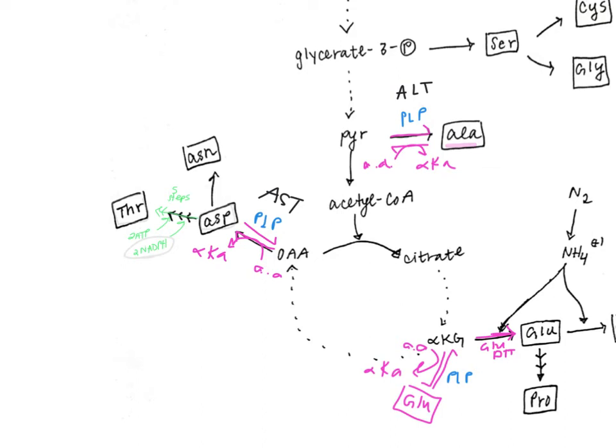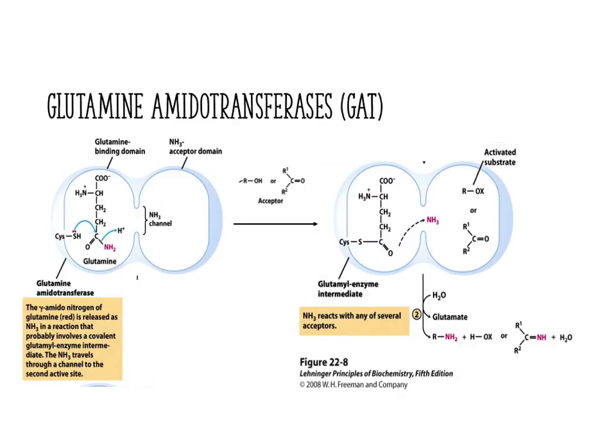So that leaves us just with making ASN. The way that we're going to make ASN, we're going to talk about it similarly to how we talk about transaminases. There's just a different enzyme that does that. And these enzymes are called amidotransferases. The similarities between these and transaminases is they also require at least 2 substrates.